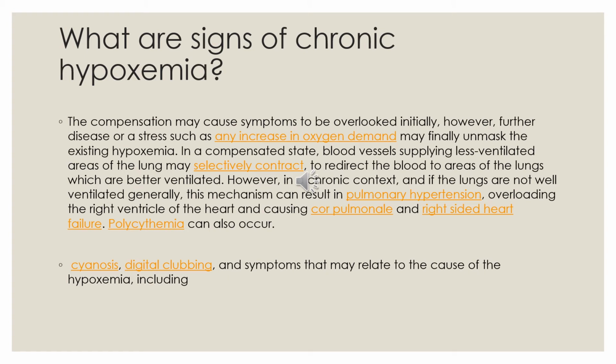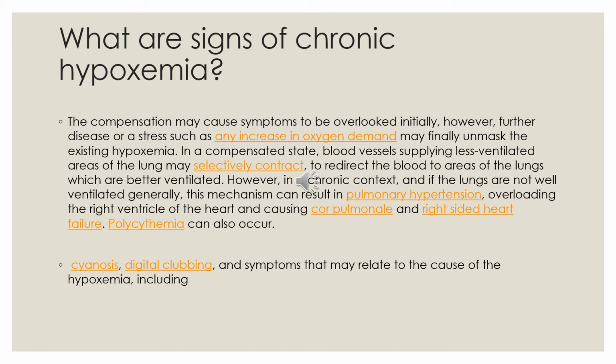Are chronic hypoxemic patients. Those patients initially are going to be able to mask these symptoms, and we might not notice it right off the bat, but eventually their blood vessels supplying less ventilated areas of the lungs may selectively contract. Their goal is to redirect the blood to areas of the lung which are better ventilated. So this sounds like a really good idea, and it works for a while, but we end up creating pulmonary hypertension. That's going to overload the right ventricle of the heart, causing cor pulmonale.